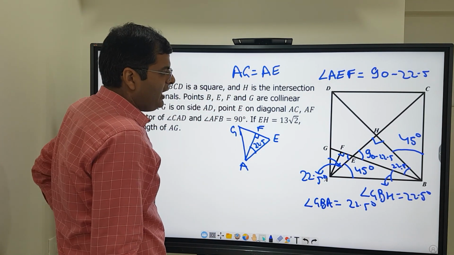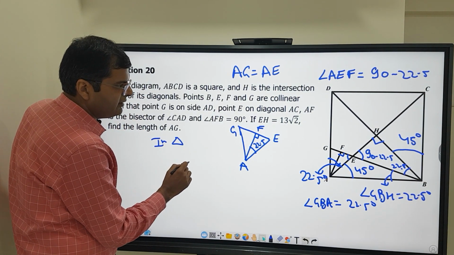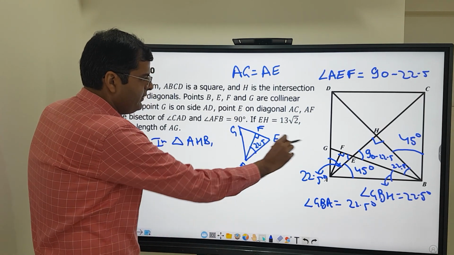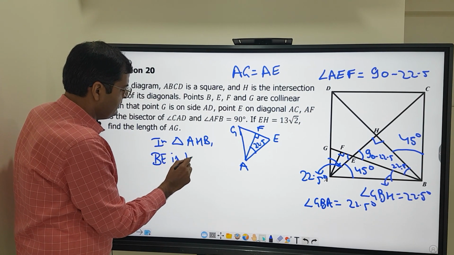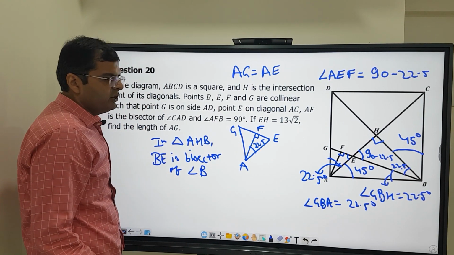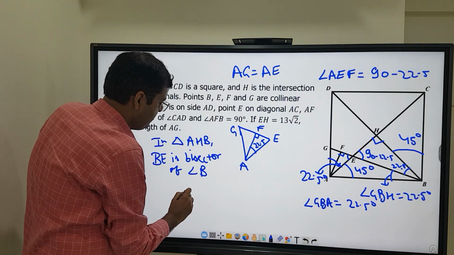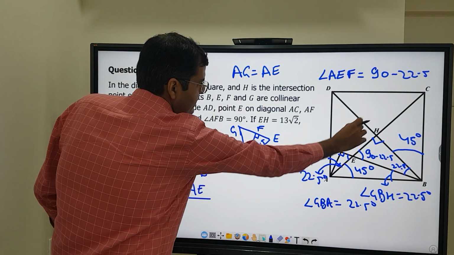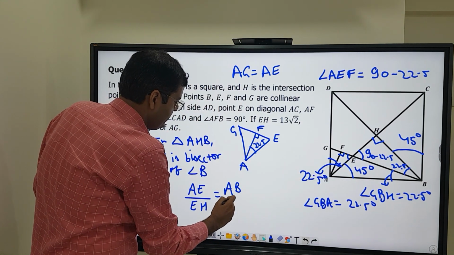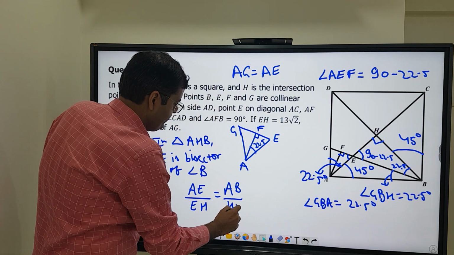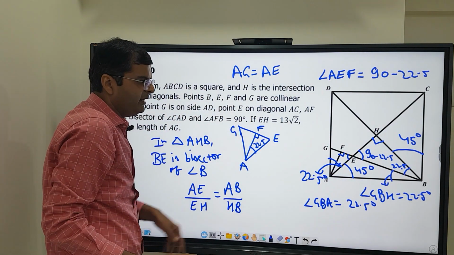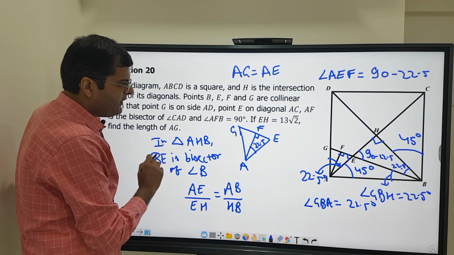Now in triangle AHB, we know BE is the bisector of angle B. So from the angle bisector theorem we can say AE upon EH is equal to AB upon HB, because EB is the angle bisector of angle B.